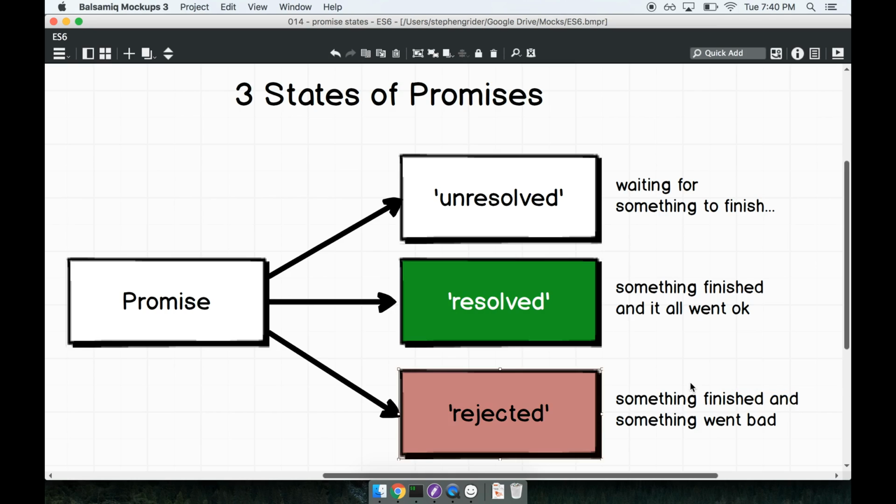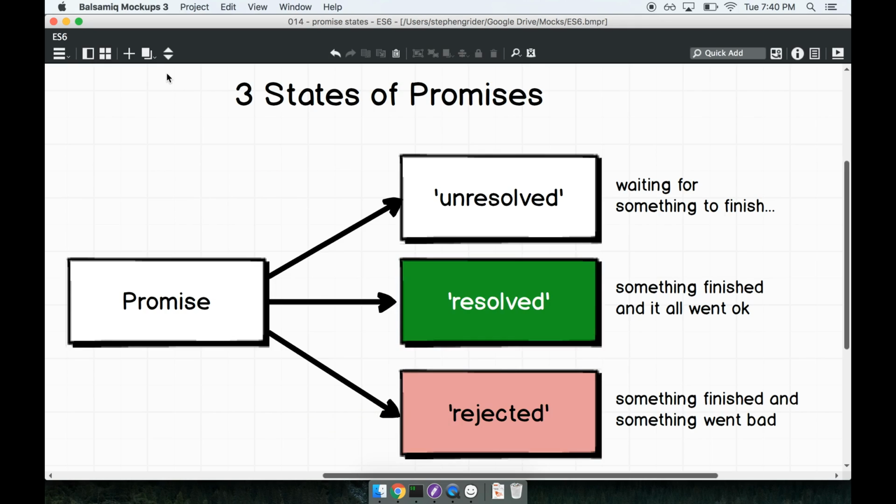And in the case of when something went bad, like maybe our network request failed to actually execute, maybe we don't have an internet connection or something like that, our promise instead enters the rejected state. So again, three states. We start off as unresolved, and then we can either enter into being resolved or rejected after whatever we're waiting for has occurred.